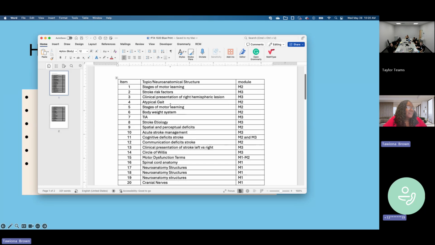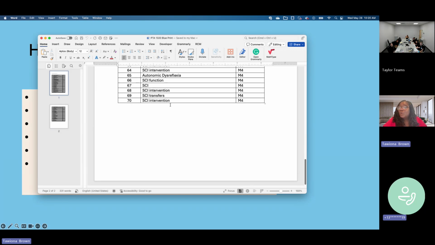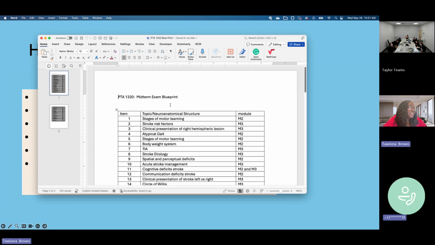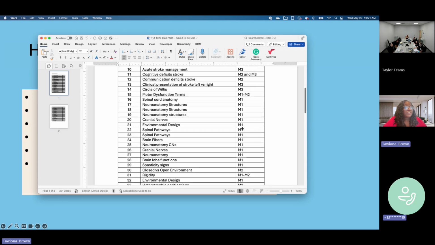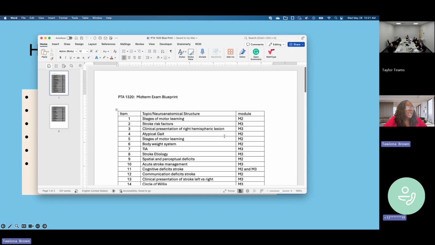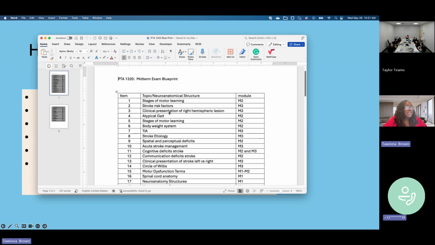But what you have on your midterm are 70 wonderful questions. So you have 70 items, right? In addition, I gave you the module that you can refer to for your information. And right here, while it is not the answer, it tells you where you need to focus. So you have one item on your test that focuses on stages of motor learning. That means you have one question that's focused on stages of motor learning. You have a question that's focused on stroke risk factors. And while I didn't tell you the answer, you want to know what you need to study for. So I've given you a blueprint to give you specific information on what you need to study for.